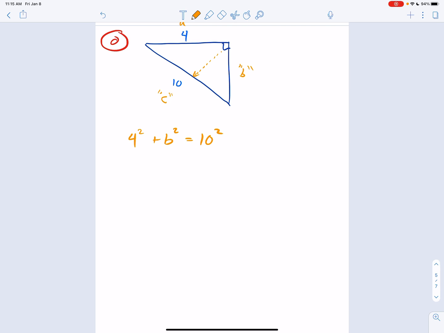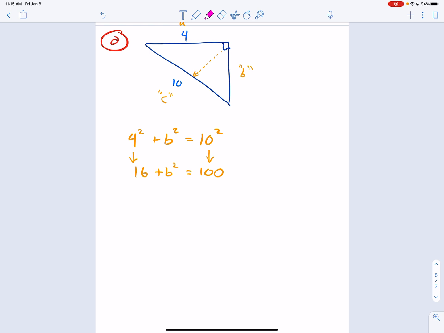Okay, so I noticed that B is our variable here, but we solve it the same way. Okay, so I'll bring everything down. The b squared, 4 squared is just 16. 10 squared, 10 times 10 is 100. Okay, now to get b by itself, I need to make sure that I get rid of the square, but I also get rid of that 16, right?